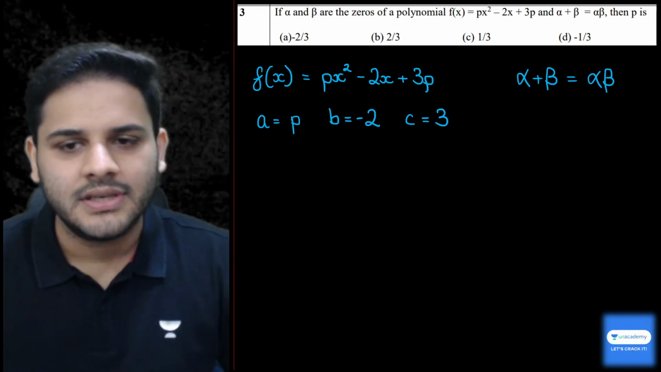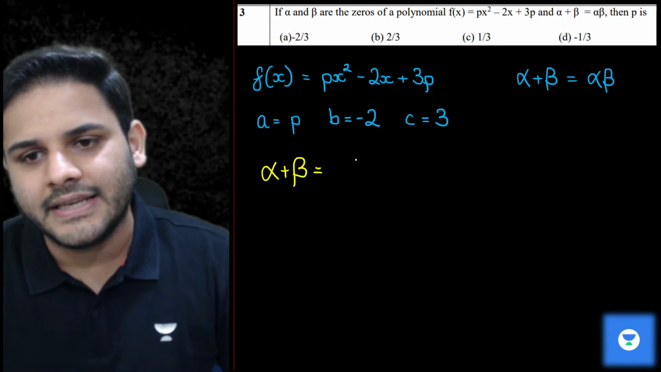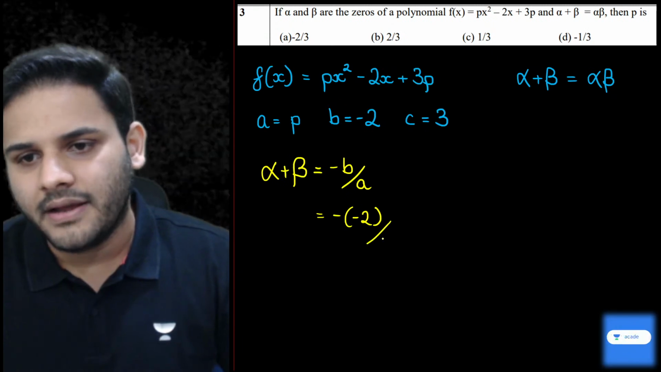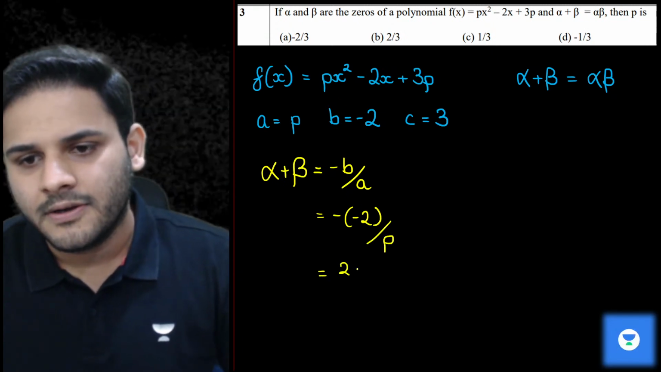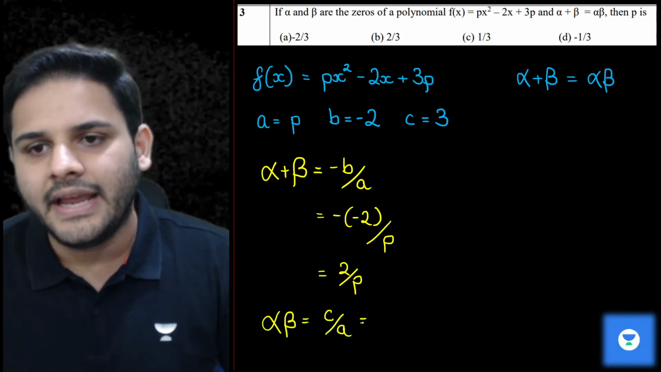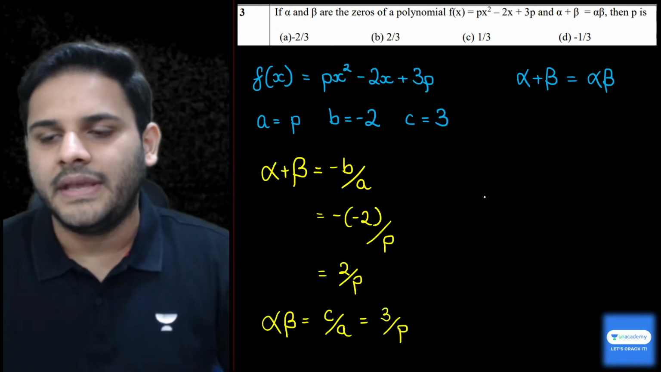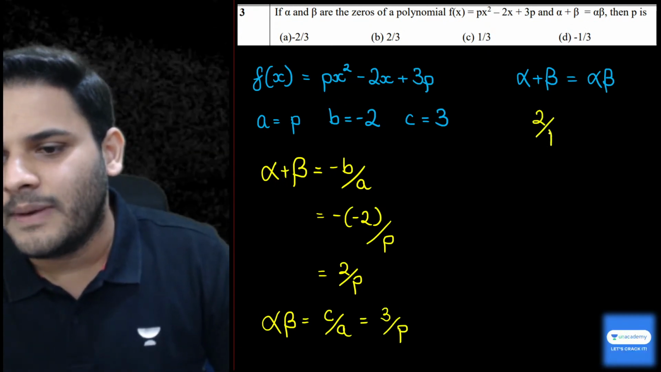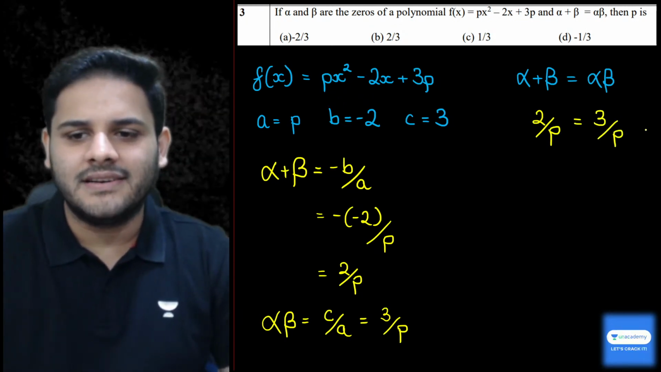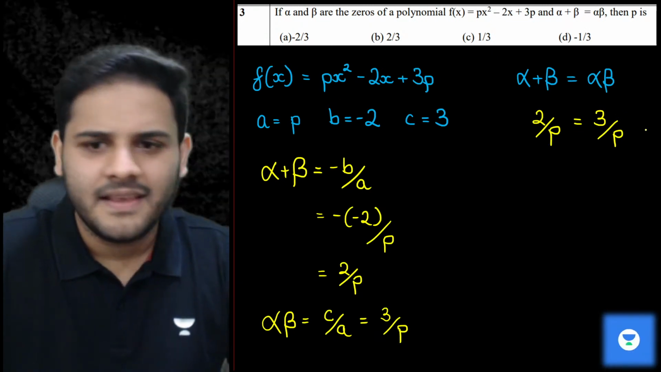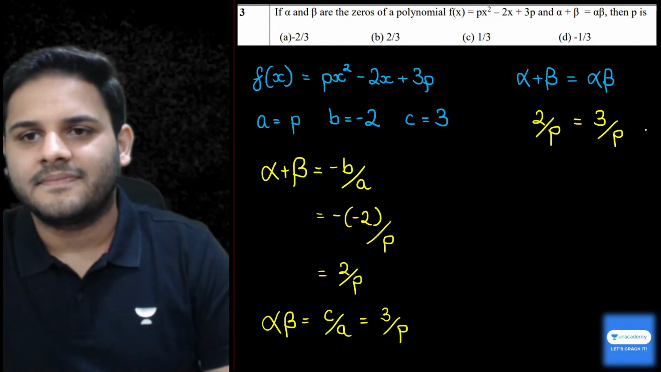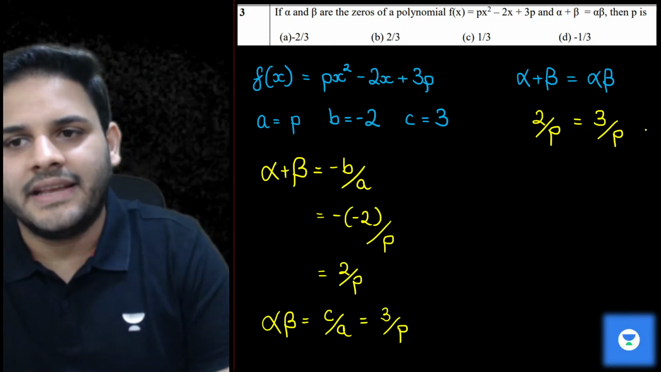After finding out the values, alpha plus beta is equal to minus B by A, so minus of minus 2 by p, so you will get here 2 by p. The value of alpha beta will be C by A, so you will get 3 by p. And now, 2 by p is equal to 3 by p. So what will be your answer here? Will you end up getting your answer here?